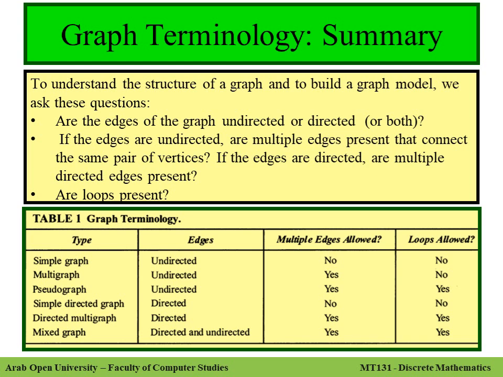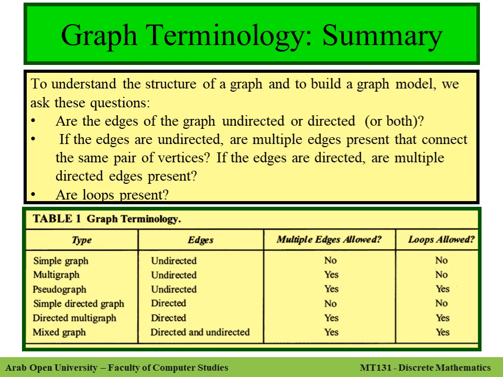This table, which is from the book, is a summary of the different graphs we considered so far. The first three are undirected. A simple graph is an undirected graph; multiple edges are not allowed, and loops are not allowed. A multigraph is also undirected. Multiple edges are allowed, and loops are not allowed. The pseudograph is an undirected graph. Multiple edges are allowed, and loops are allowed.